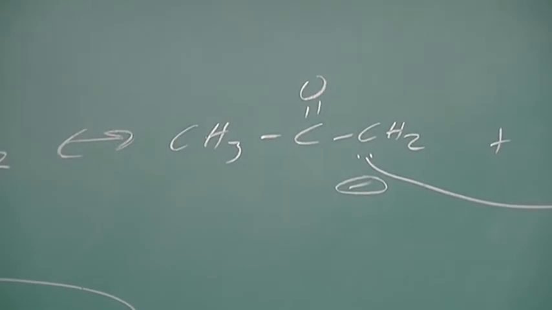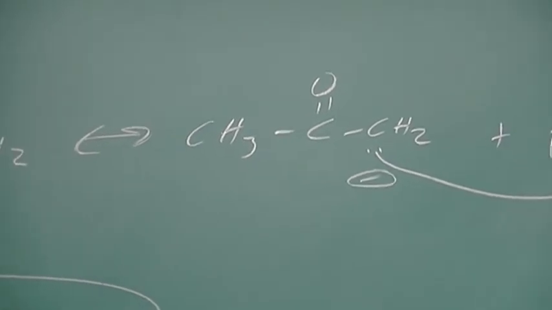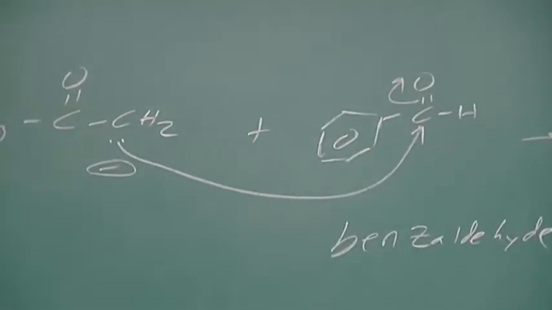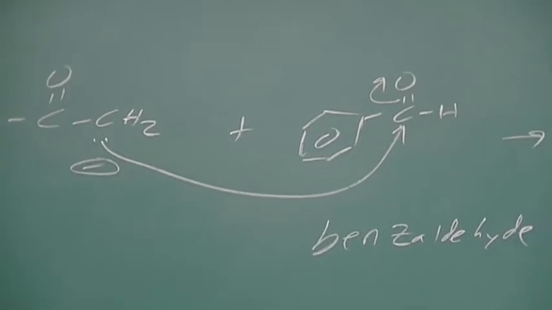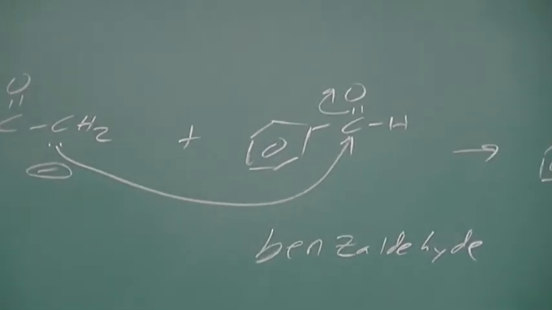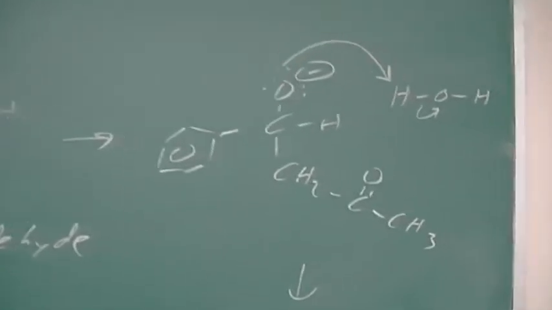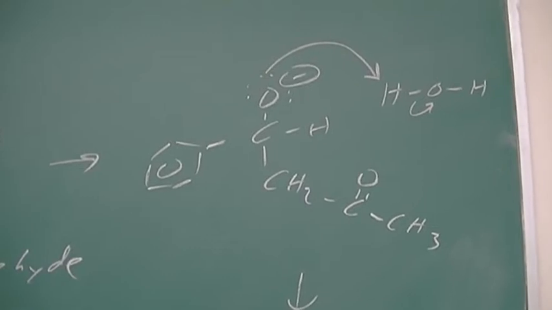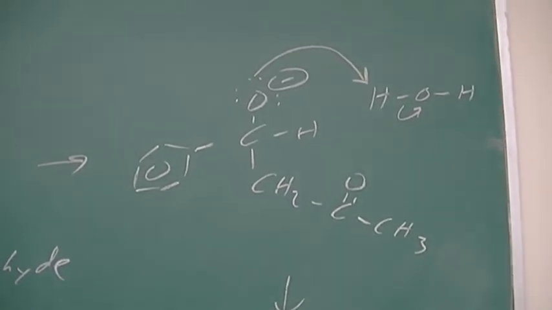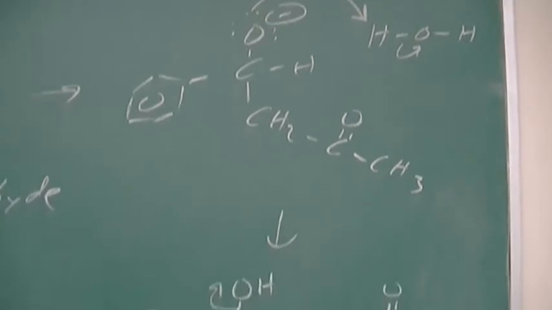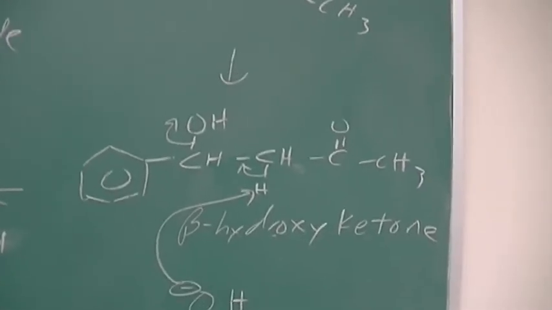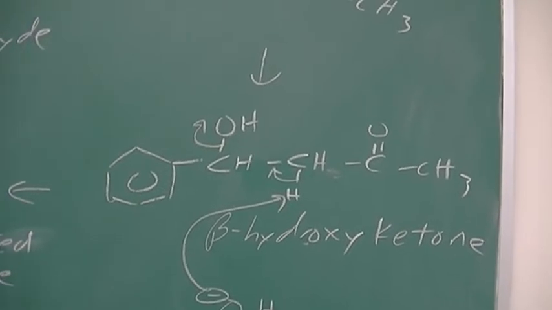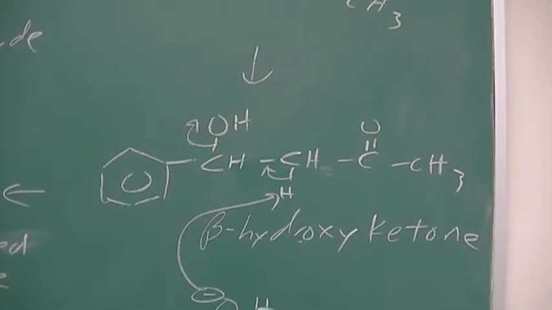A negative carbon is much more reactive than a negative oxygen, and this is the species that then attacks your benzaldehyde's carbonyl, and the electrons go to the more electronegative oxygen. And that forms this complex that has a negative oxygen, which then attacks the hydrogen off water to become the aldol product, which is a beta hydroxyketone. So any beta hydroxyketone is going to be called the aldol product.